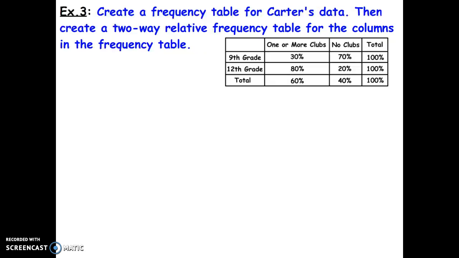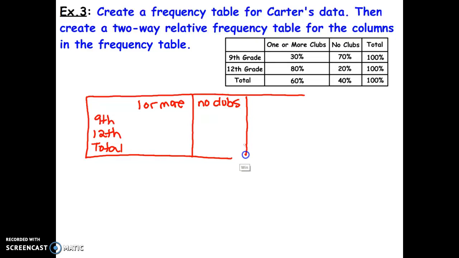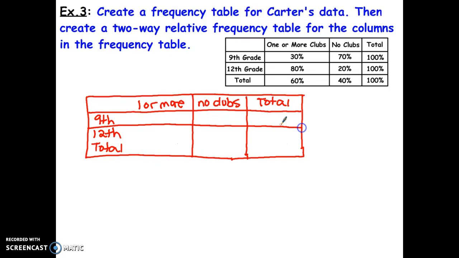Okay, so for this one, it's going to require us to work backwards to create a frequency table. So let me go ahead and just make my table really quickly. 9, 12, total. Then one or more. I'm kind of abbreviating here, so I don't have to write all of that. No clubs. And then our total. Okay, again, I hope yours looks a lot better than mine because this is ugly.